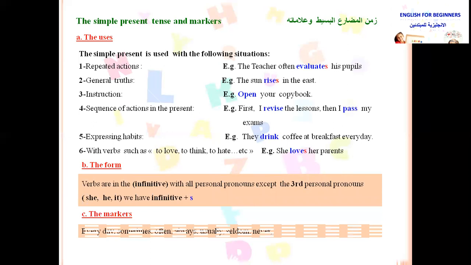Concerning the markers, I mentioned here some of them, like every day, sometimes, often, always, usually, seldom, and never. This is concerning the simple present.